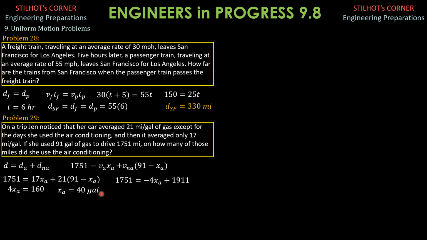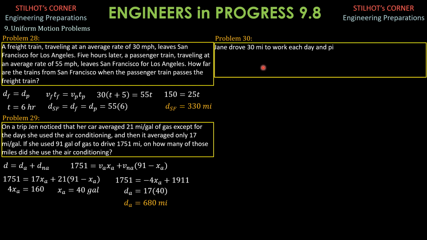Therefore, we can now compute the number of miles when Jen used the air conditioning, and that is 17 times 40, this distance here. So it is equal to 680 miles. So 680 miles is the number of miles covered by the car when the air conditioning was used.